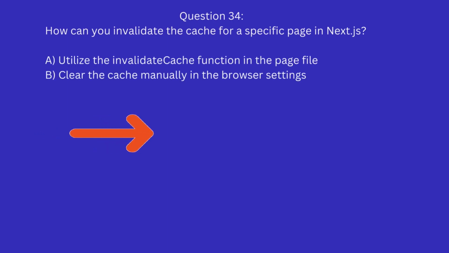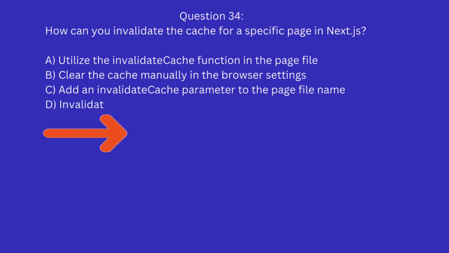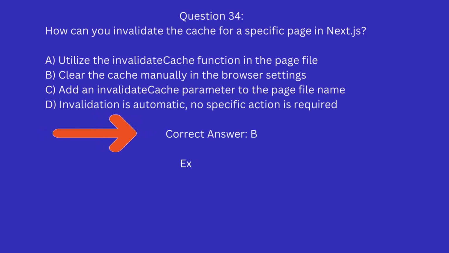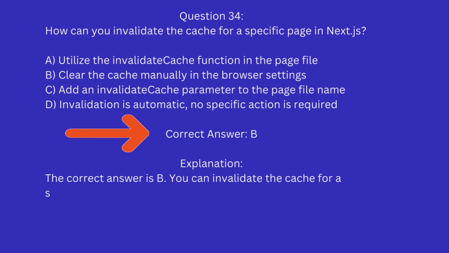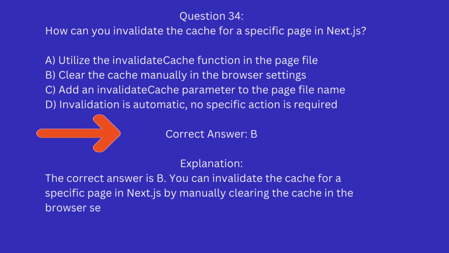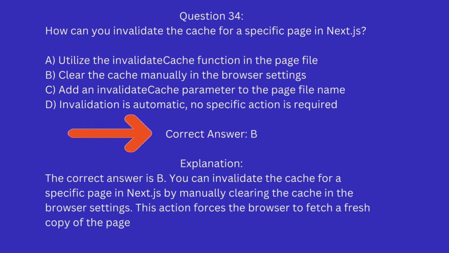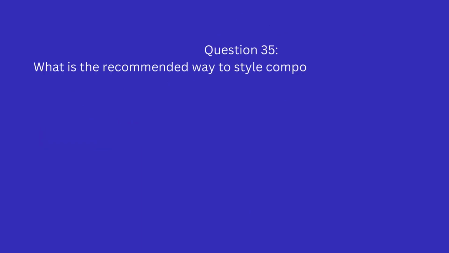You can invalidate the cache for a specific page in Next.js by manually clearing the cache in the browser settings. This action forces the browser to fetch a fresh copy of the page on the next request. Question 35. What is the recommended way to style components in Next.js?